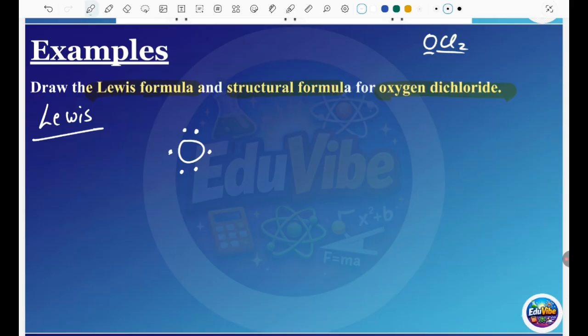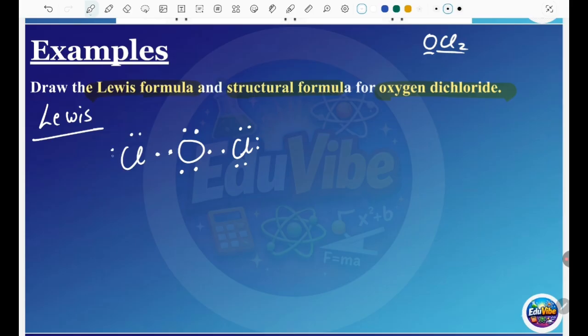Now Cl has 7 of them. If it connects with O, we can add one single bond, and the rest are 1, 2, 3, 4, 5, 6, and this was the seventh one. This will complete the octet rule, which is 1, 2, 3, 4, 5, 6, 7, 8. And oxygen now has 1, 2, 3, 4, 5, 6, 7. We want one more, which will come from the next Cl, the same way.